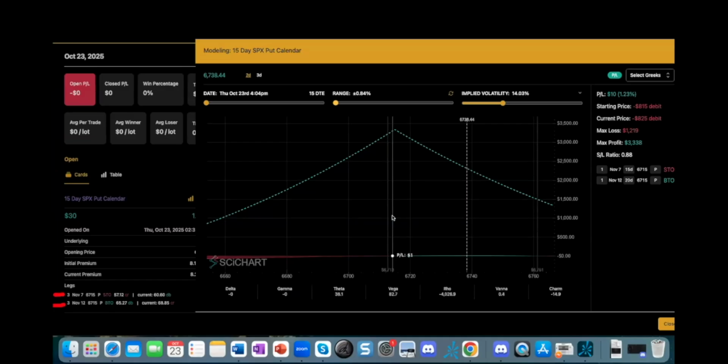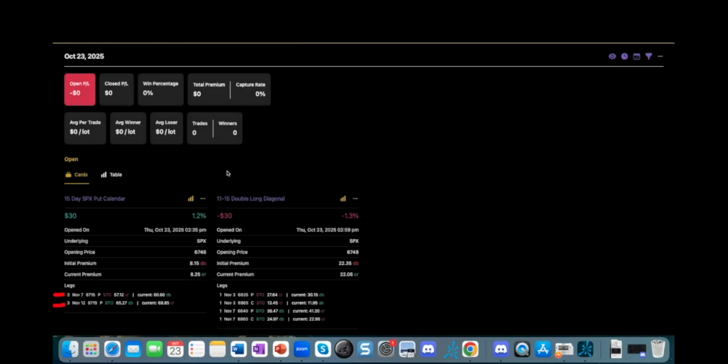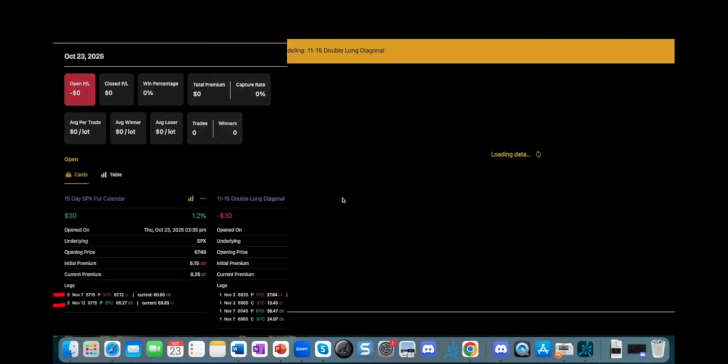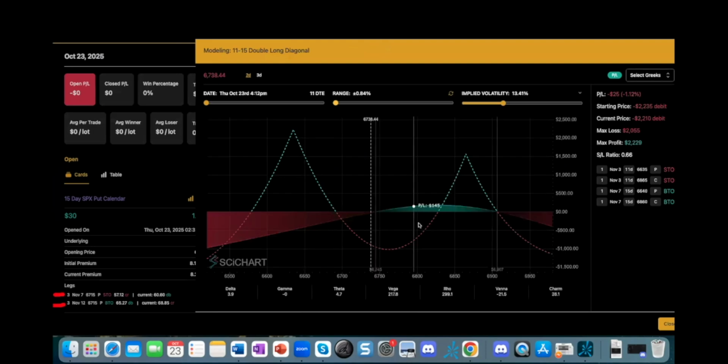So anyways, that's a little bit of the tool. Let's go back to the other one. Here's the double long diagonal, and you can see the graph here. And here are the Greeks. I'm three deltas long, positive theta, long vega. And this gives you the max loss, the max profit, and the short-long ratio. So you can see, is there some juice in this, your shorts relative to your longs.